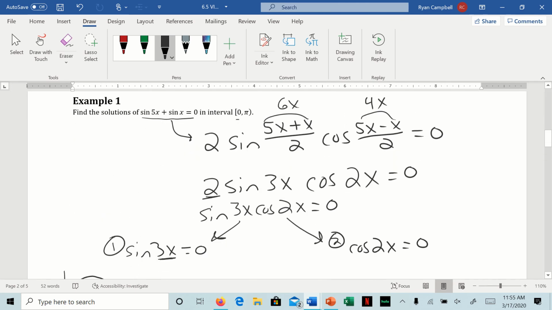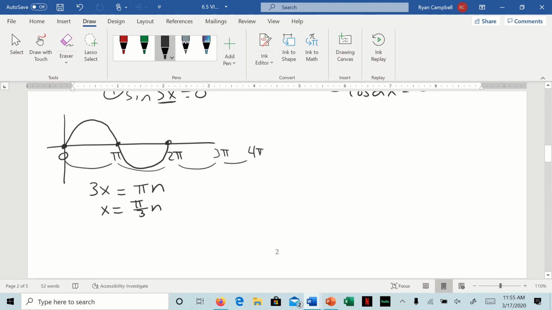So notice it says that our interval is between 0 and pi. So we can't just leave it like this. We actually have to figure out what those numbers are. And essentially, remember n just means any sort of integer, right? So 0, 1, 2, 3, -1, -2, -3. So we can see essentially what these answers are going to be.